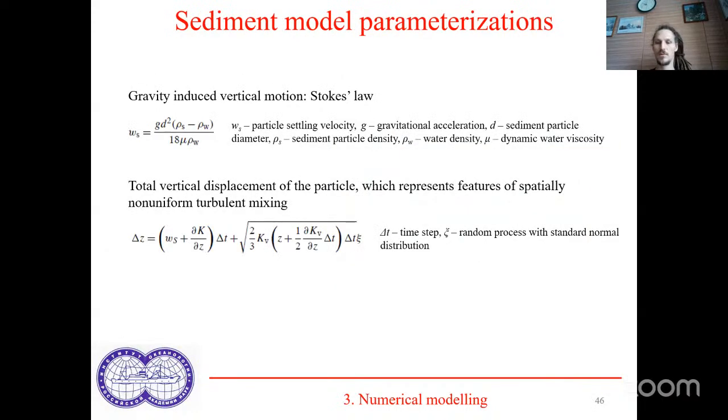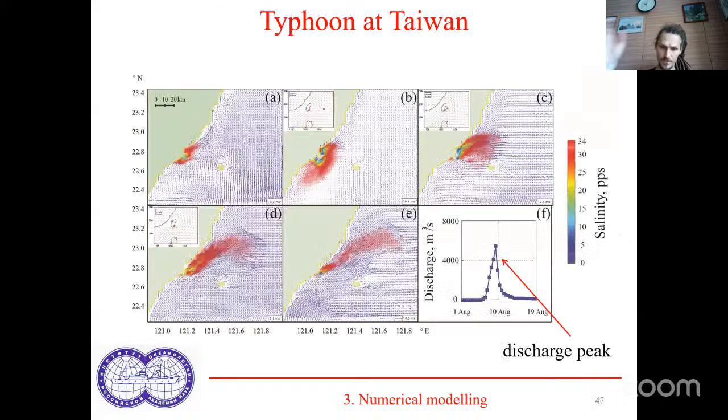So also there are some parameterizations for these processes. And now I can tell you about some applications of this modeling, of spreading of river-borne sediments in the coastal sea.